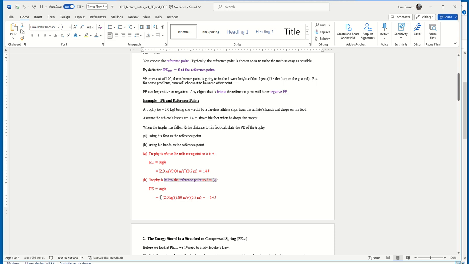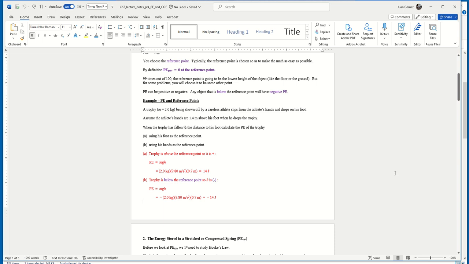So here's the minus, because the height is minus 0.7 meters, because it's below the reference point. How far below the reference point? 0.7 meters. So negative because it's below. How far below? Well, half the distance, 0.7 meters. So you get minus 14 joules, obviously.